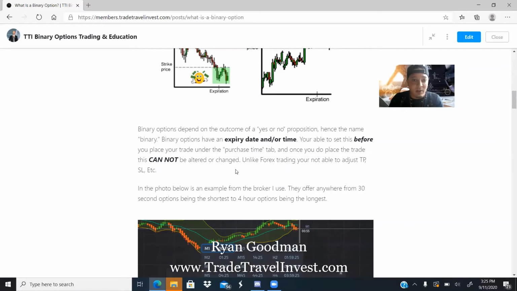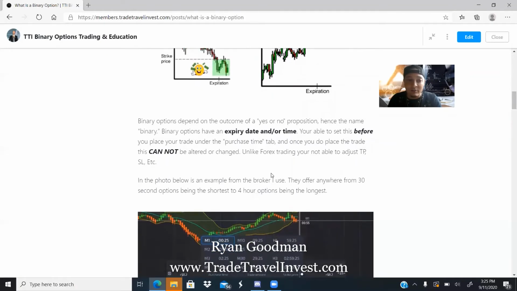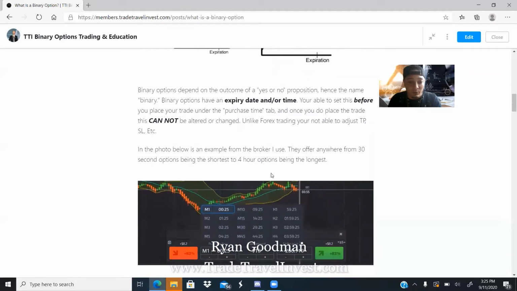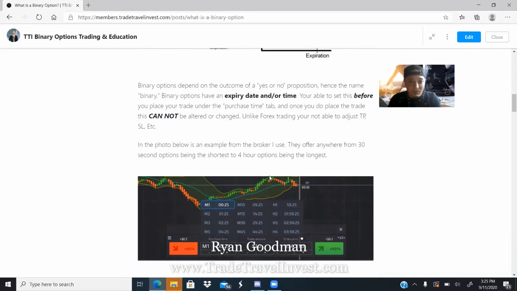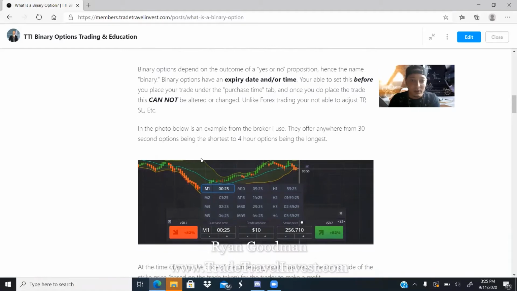So with binary options, you have an expiration date or time, and you're able to set this before you place the trade under the purchase time tab. Once you do this, you cannot alter or change this. So once you enter your binary options trade, you're not able to change any of that information. Once you press that call or put button, there's no backing out of your trade. You have to let that trade ride out for that select amount of time that you selected. So there's no taking profits or anything like that.